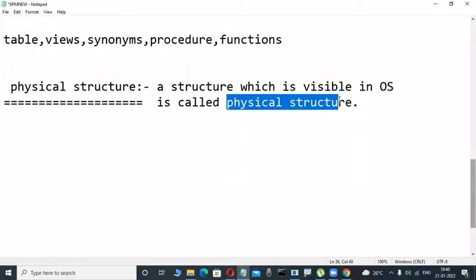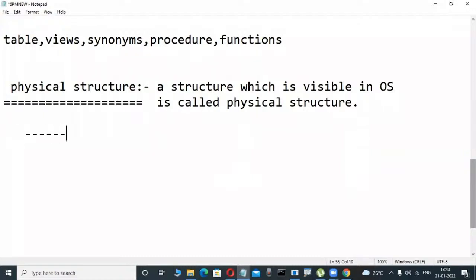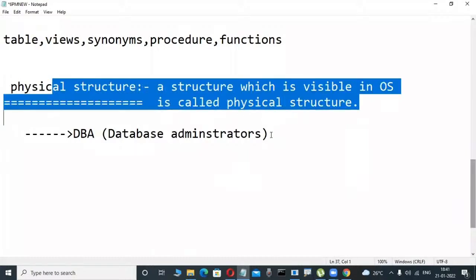But who is working in the physical structure? Not you, not me. Some different type of persons are working there. Who are they? DBA, the database administrator. In project side, there are other types of persons in a database. Those database administrators only work in the physical structure.